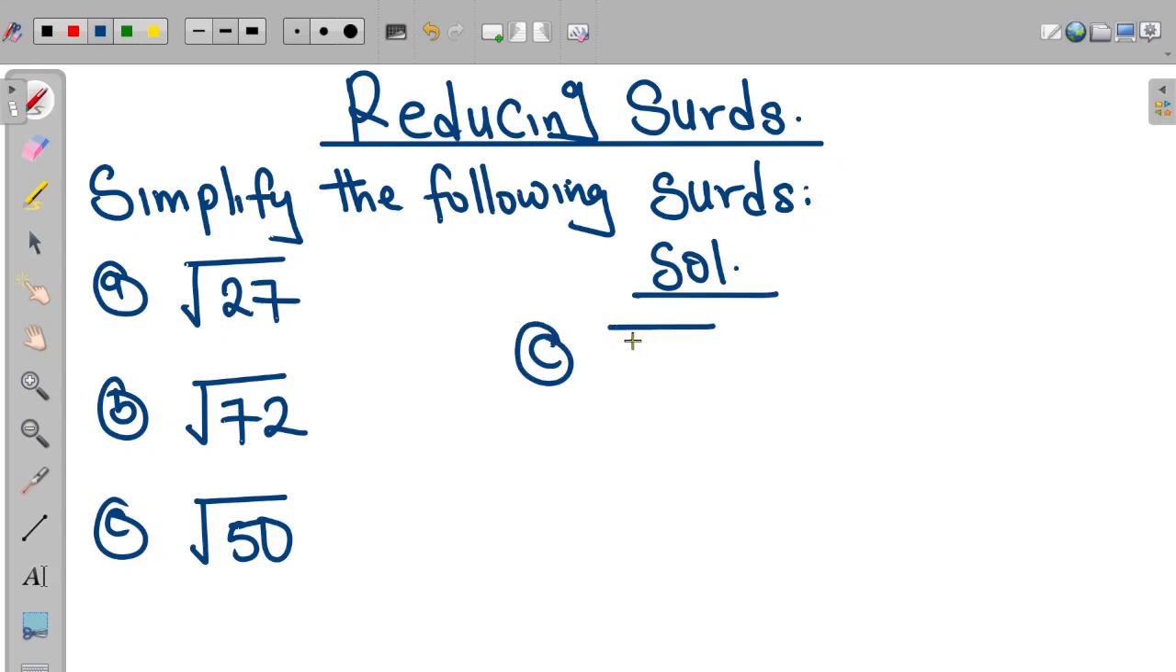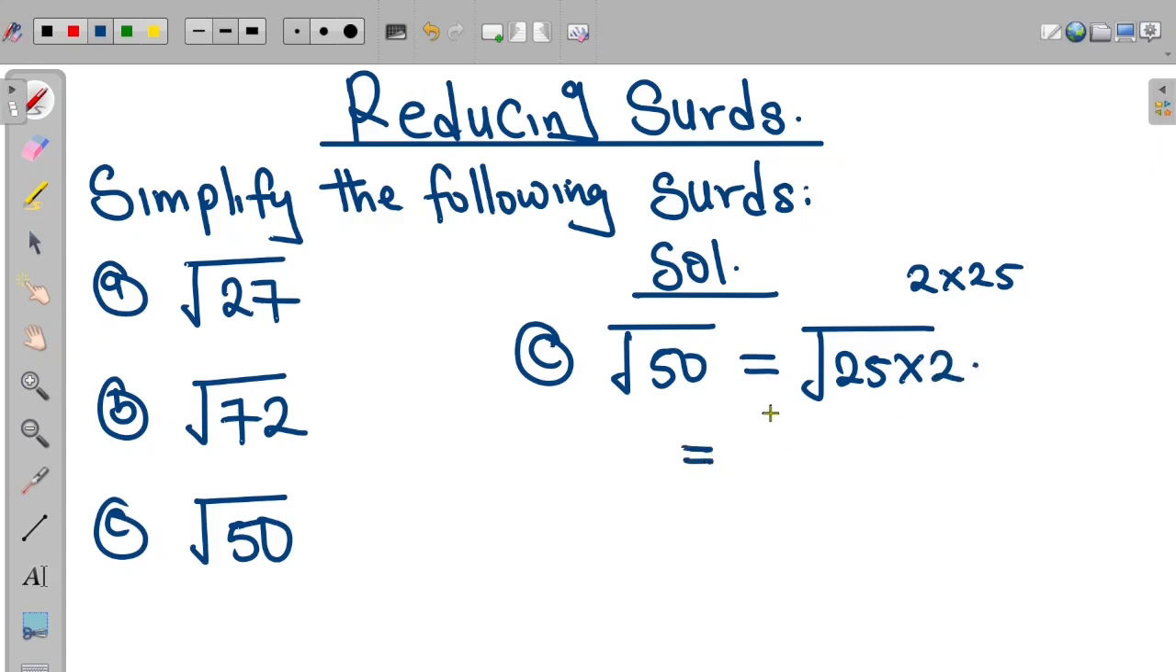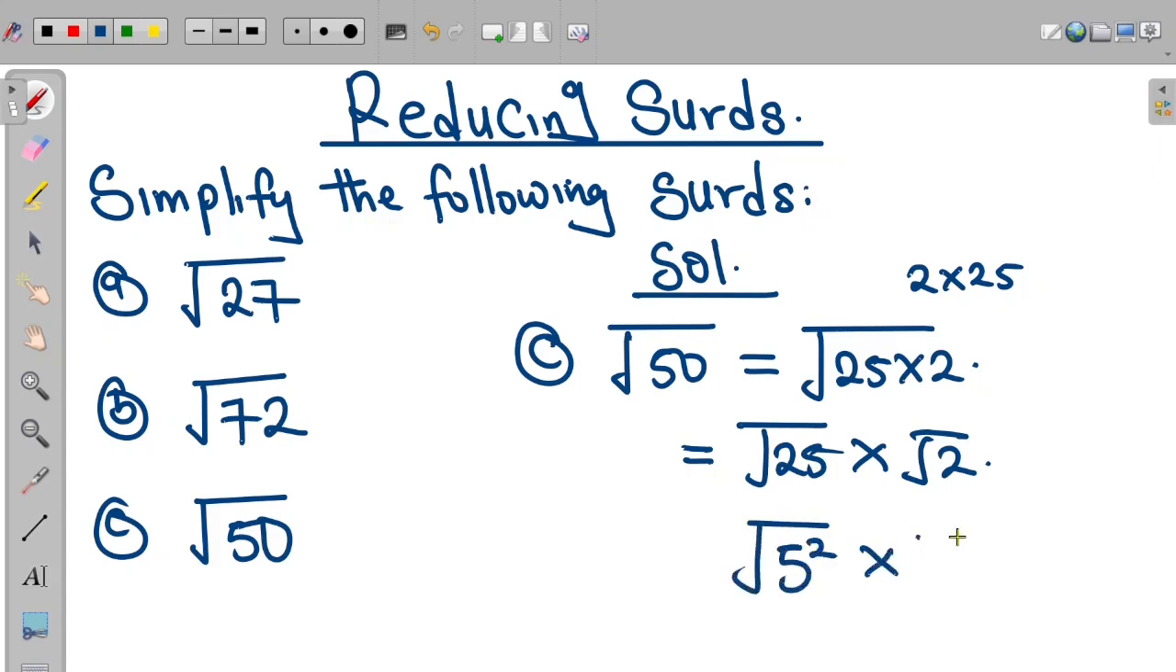So for C, we have root 50, and this can be expressed as a product of two factors. So we know that 2 times 25 is 50. So this becomes root of 25 times 2, and from the multiplication law, we have root 25 times root 2. 25 being a perfect square, we have that it is root 5 squared times root 2. So square will cancel out root. This is giving us 5 multiplied by root 2. So therefore, root 50 is equal to 5 multiplied by root 2.